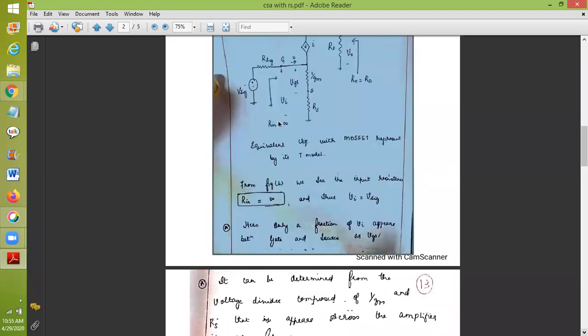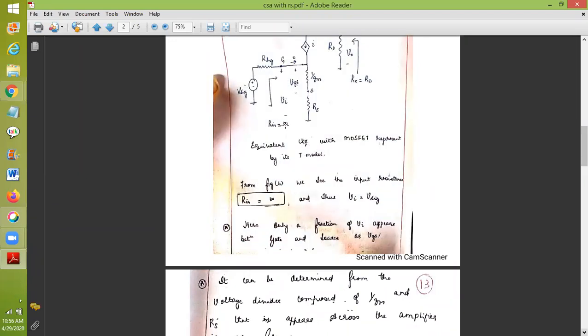So Rin will be equal to what? Why have I written infinity? Rin is nothing but your Rg. Your Rg is very, very high. Very high means how much? Ideally infinity, and practically in terms of mega ohms. So Rin is equal to infinity or a very high value.